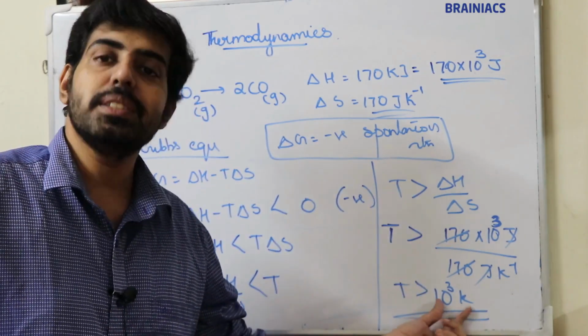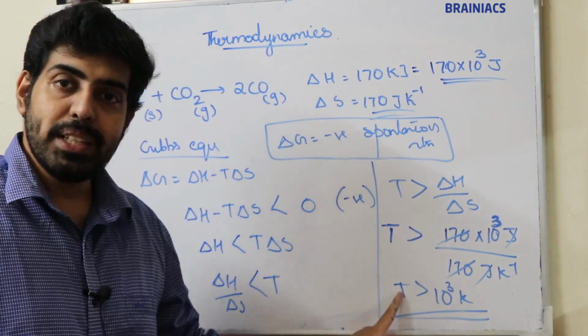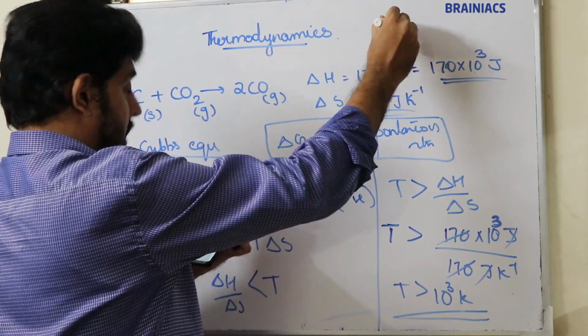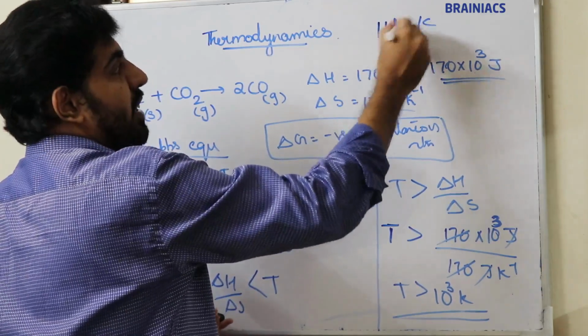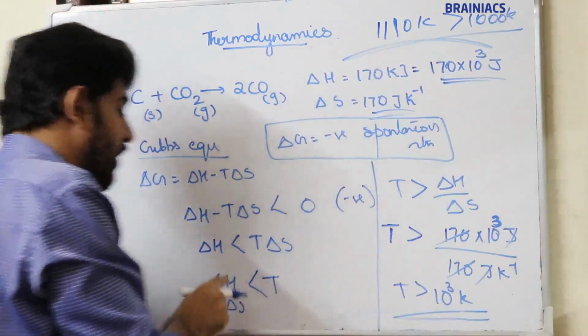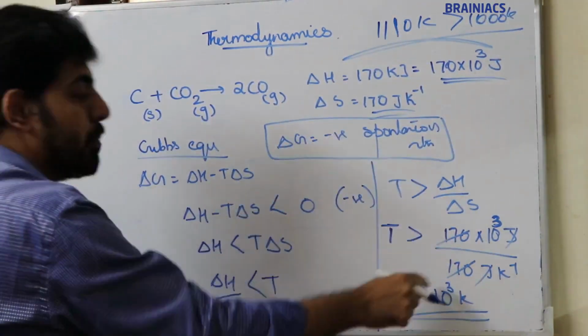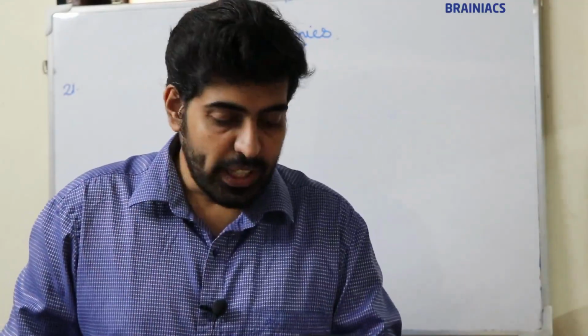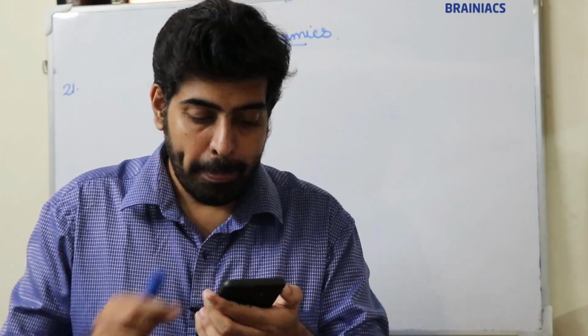10 raised to 3 Kelvin means 1000. So if temperature is greater than 1000, in option 2 it is given 1110, which is greater than 1000 Kelvin. At that temperature, the reaction will be spontaneous. I think it's clear. Moving on to the next question, question number 21.